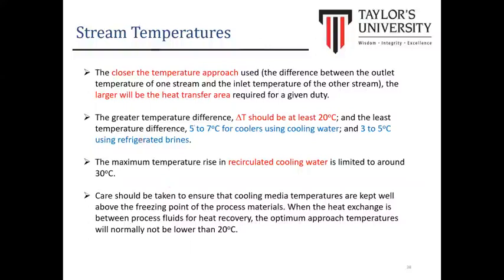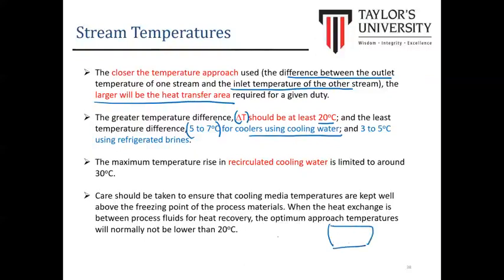Okay, for the stream temperature, the closer temperature approach used is related to the difference between the outlet temperature of one stream and the inlet of another stream. The larger it is, the more heat transfer is required for the duty. However, for the greater temperature difference, it should be at least 20 degrees Celsius. For example, if we have cooling water as the cooling medium, the difference should be 5 to 7 degrees. Okay, example, refer to the previous example.